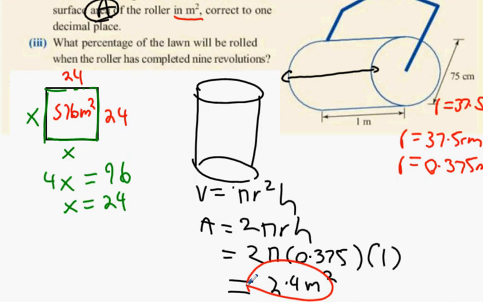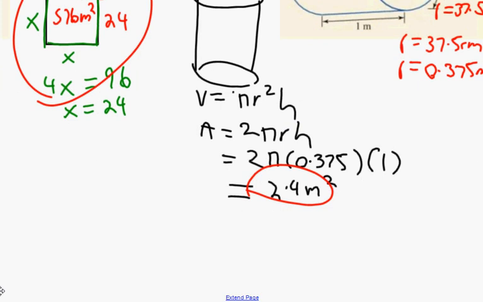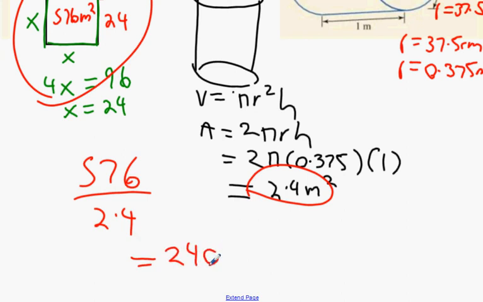So how many times do you have to roll to cover the full 576 meters squared? Every single time you roll it, you cover 2.4. So do I multiply, divide, or what do I do? 576 divided by 2.4. How many revolutions is that? 240 revolutions. So if you roll your roller 240 times, you'll cover the same area as 576 meters squared. Okay. Is that the question they asked?